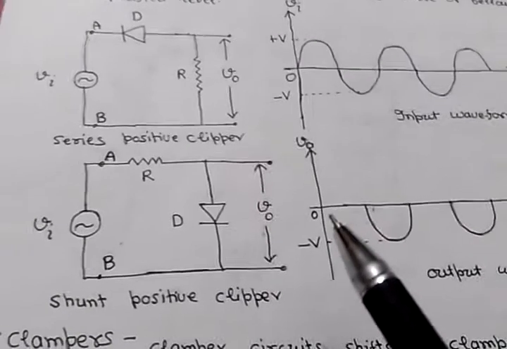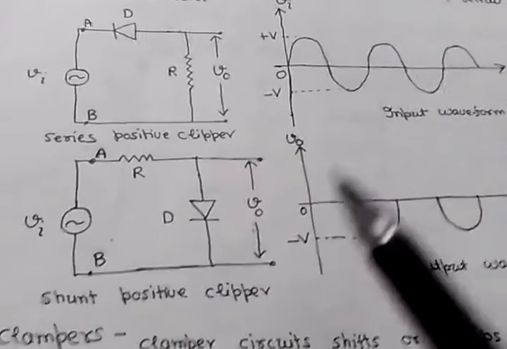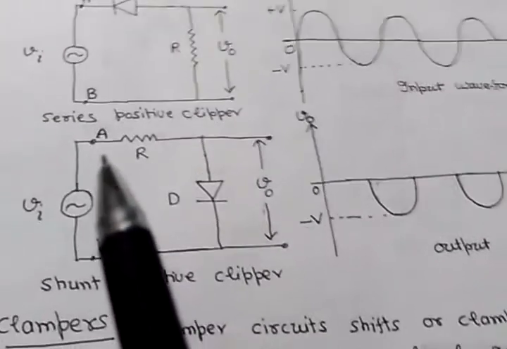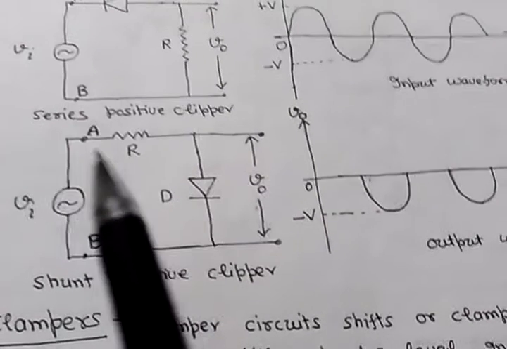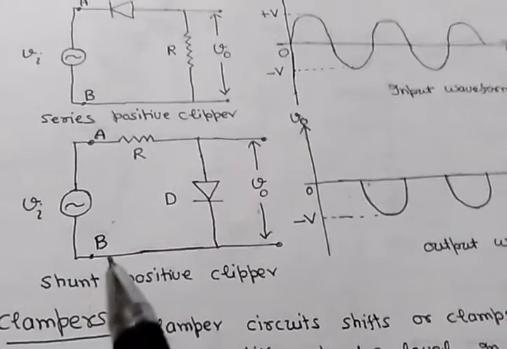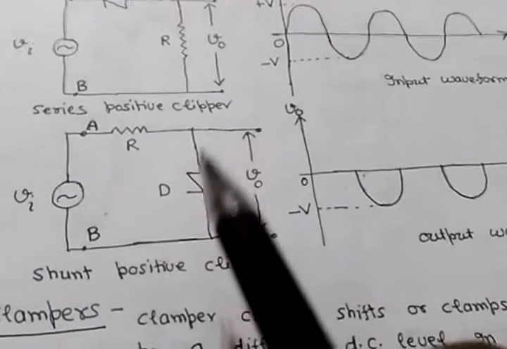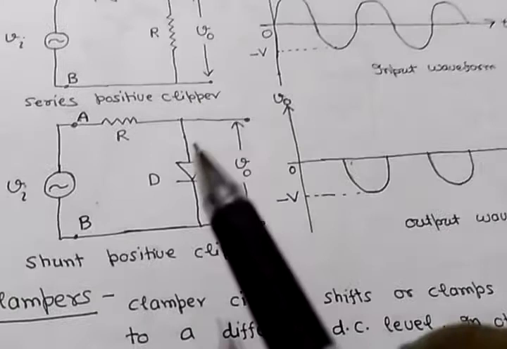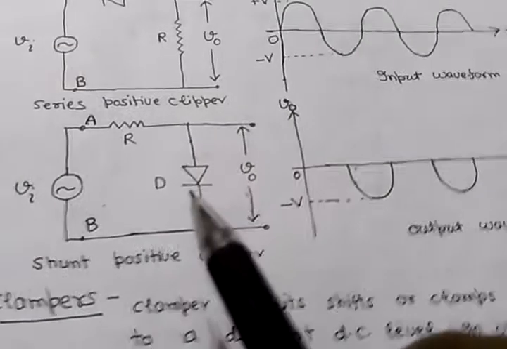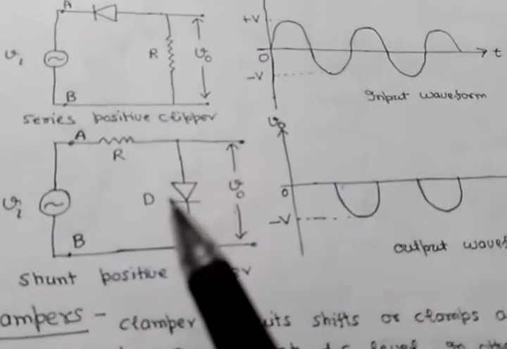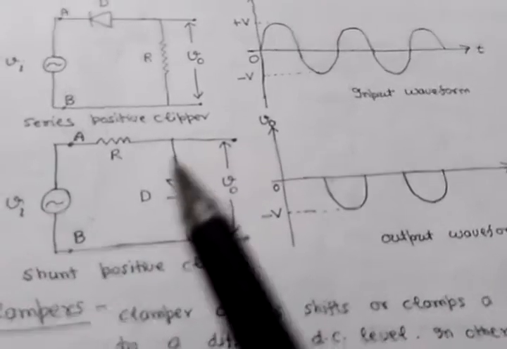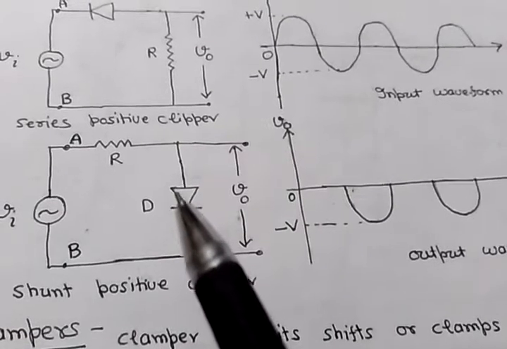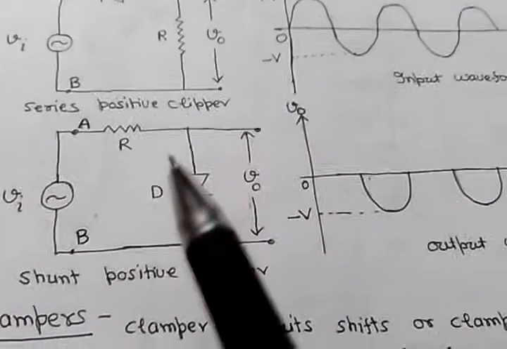Now consider the negative half cycle of the input signal. In the negative half cycle, point A is negative with respect to point B. Now the P region is negative and the N region is positive, meaning this diode will be in reverse biased condition during the negative half cycle. A reverse biased diode can be replaced by an open circuit, so replace this diode by an open circuit.